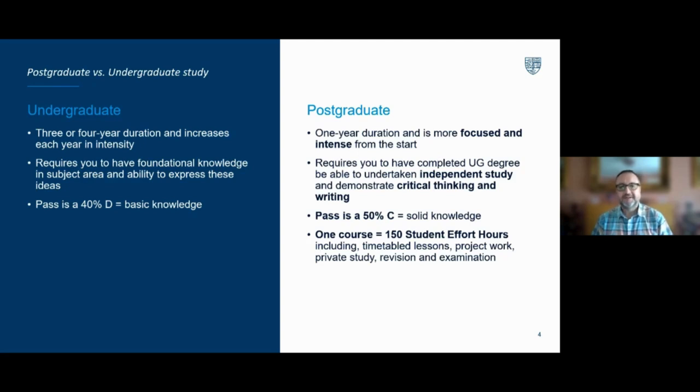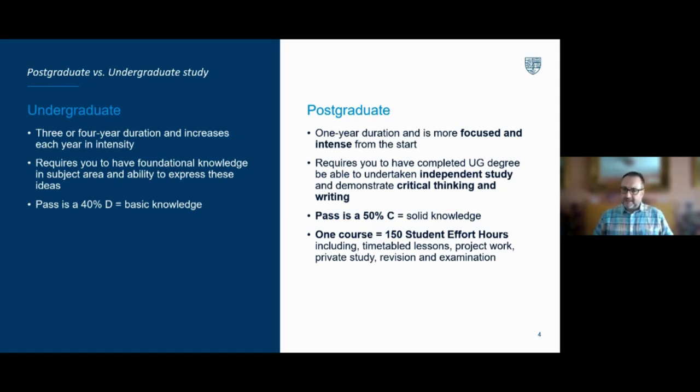So yeah, I'm afraid if you get 45 or 47% at postgraduate, or 48%, it's no good. It's not a pass. So you need at least 50%. And for each of those courses that we looked at on the grids earlier on, each course is the equivalent of 150 hours in total of student commitment.